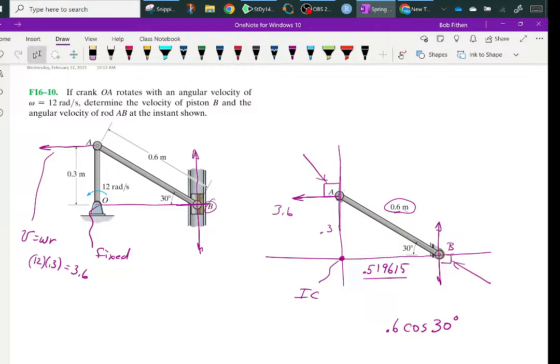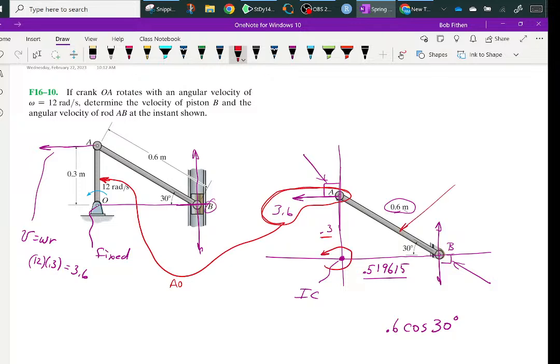This thing acts weird sometimes. So we know this is the case. We know this because we got that when we were paying attention to this link OE. I'm sorry, AO. Where did the E come from? So it's 3.6. And we know that it appears as though this little object is rotating about here.